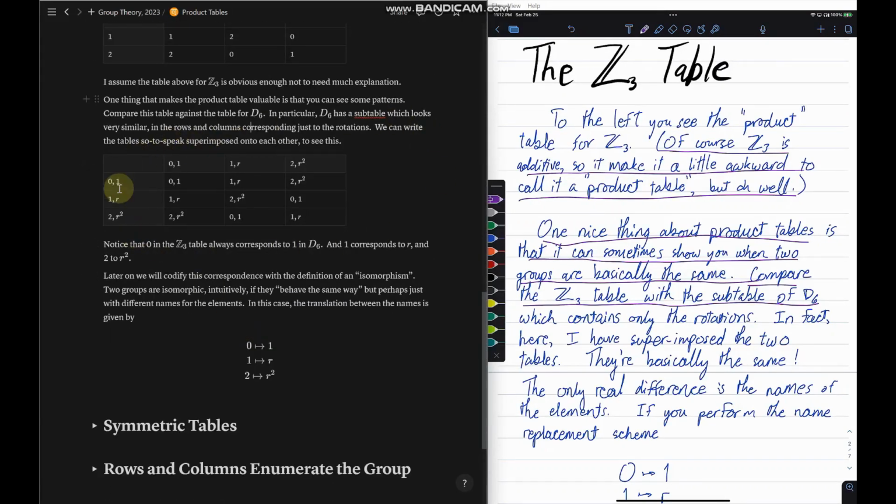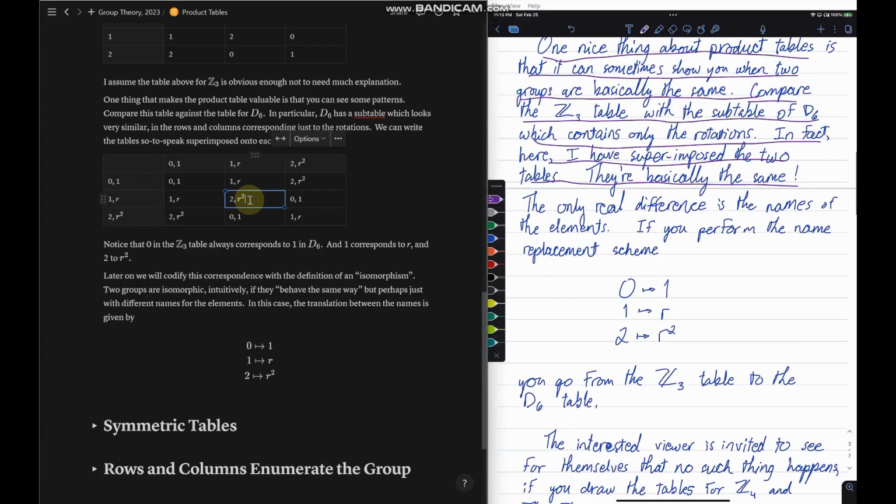Now here I've overlaid the two tables. So this is the subtable of rotations only. Where I've superimposed the two tables, they're basically the same table, right? So 0 increments to 1 increments to 2. Well, here we had 1 to R to R squared, very similar. Same thing down the other axis. When you put 1 and 1 together, you get 2, and also in the dihedral group, when you put R and R together, you get R squared. So there's a very, very almost one-to-one correspondence between the two. We will make that formal later, but anyway.